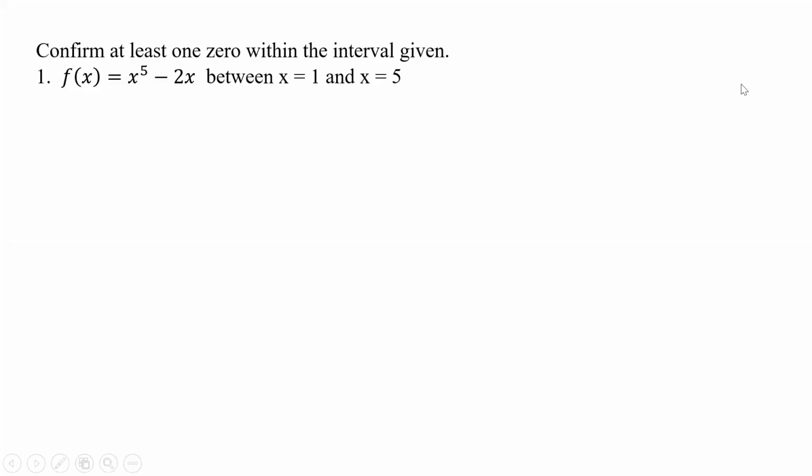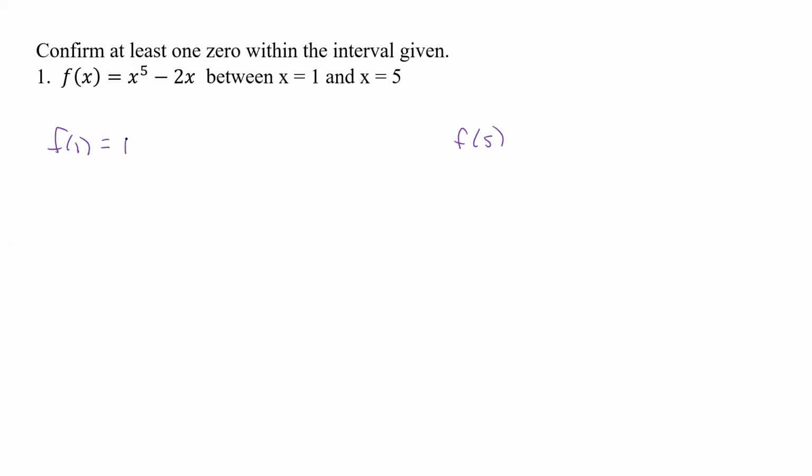All right, so we need to confirm at least one zero within the interval given. Okay, so remember, at least. It could have more, but we have to find at least one. And so what are you going to do? Well, we're going to plug in our values. We're going to plug f of 1 in, and we're going to plug in f of 5.